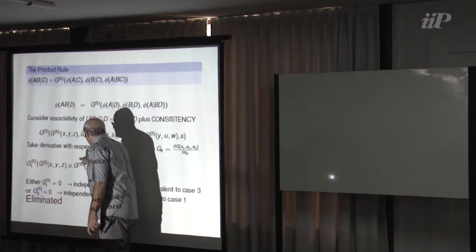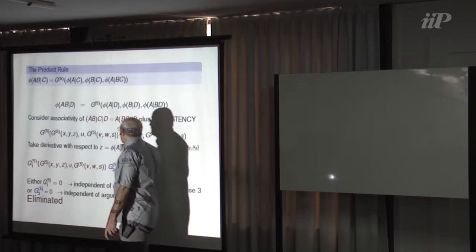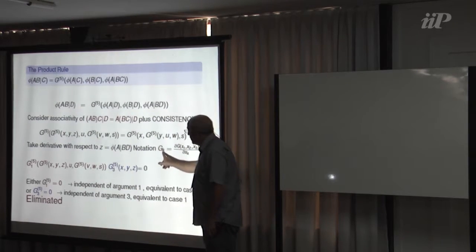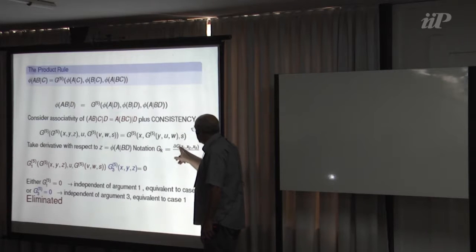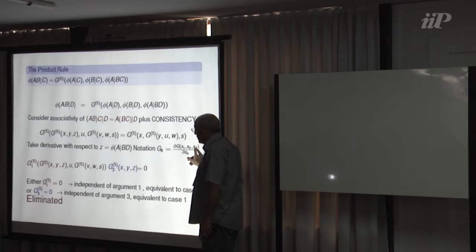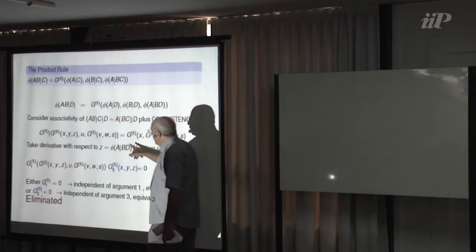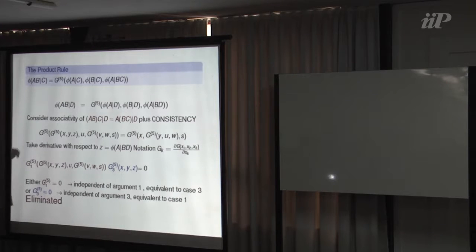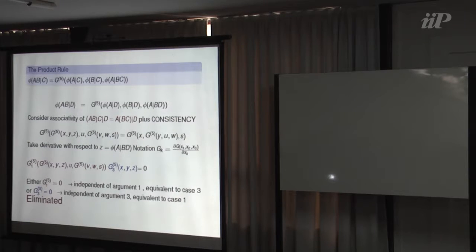So we take a derivative with respect to this value z here because it doesn't appear, and I'm going to use the notation that with a lower index, this is the derivative with respect, if it's k, to the kth argument. So when I take a derivative with respect to g, this is a chain rule.